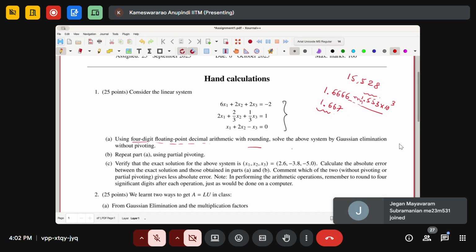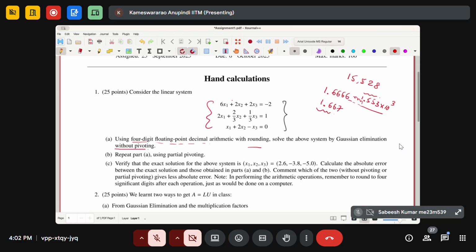By Gaussian elimination without pivoting. The first one is without pivoting, so that means solve the system as it is. Formulate A, no need to do row operations, and then solve it. And then repeat part A using partial pivoting.